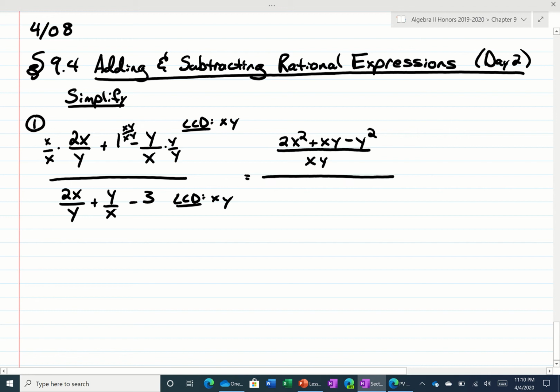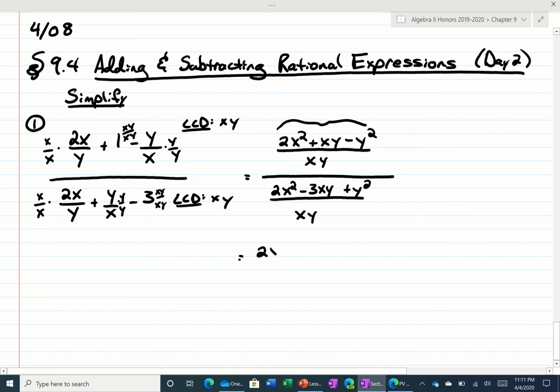Now in the denominator, I'm going to have to get xy, so I have to multiply this by x over x, this by y over y, and this by xy over xy. So we're going to get 2x squared. I'm going to write the y squared just over here, and minus 3xy. I wrote it like that just to be consistent with the top. Usually we put the square terms at the end. All divided by xy.